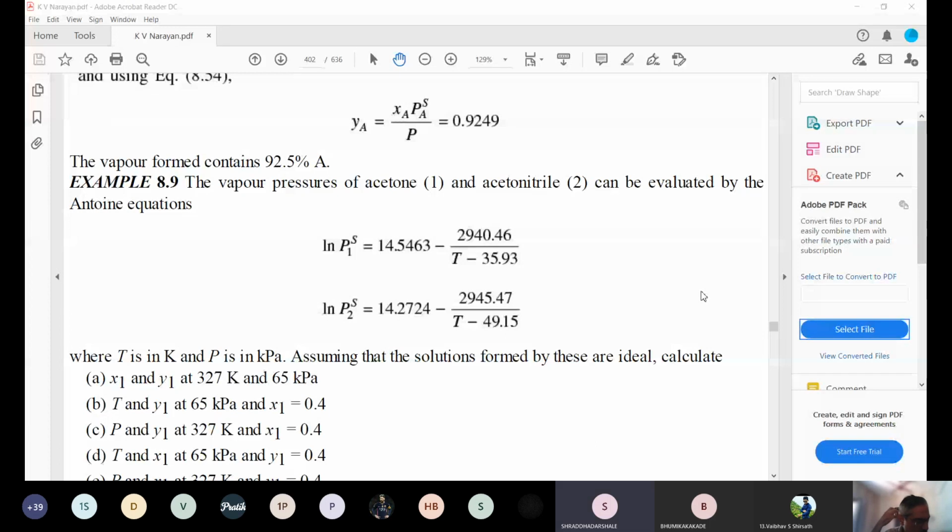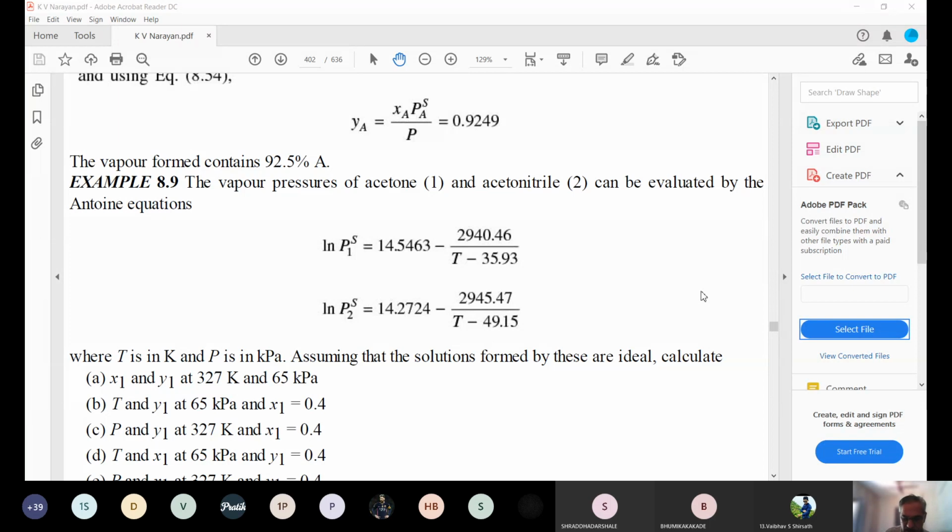So 64.1571. Okay, so 64.15 is definitely less than 65 kilopascal, right? Our pressure is 65. That means this temperature is slightly lower, right? जितना चाहिए हमारे को pressure उतना नहीं आया, थोड़ा कम आया, right? So now we have to increase the temperature a little bit. This is 330.4 लिया, we can take 330.5 also, doesn't really matter.